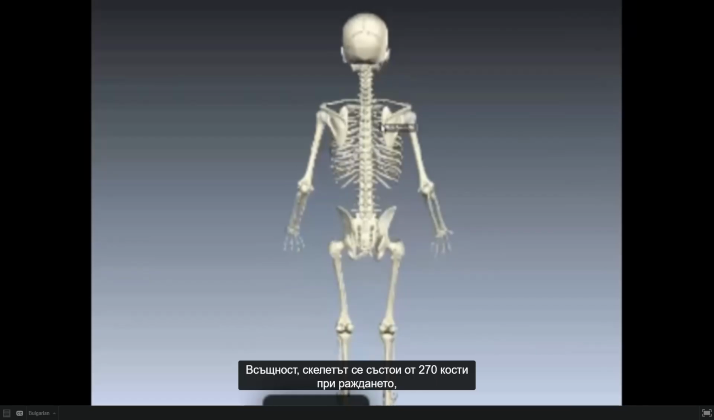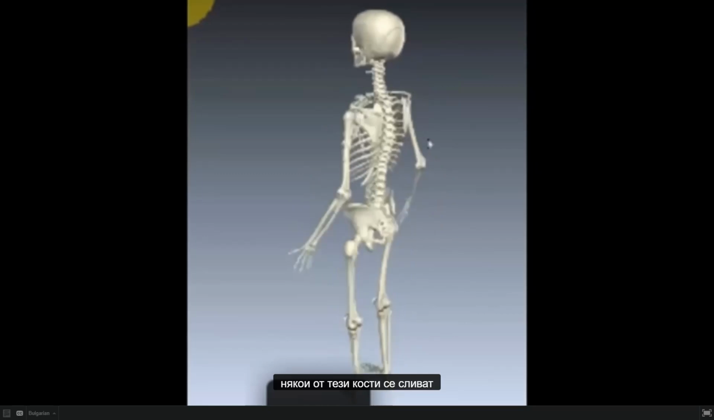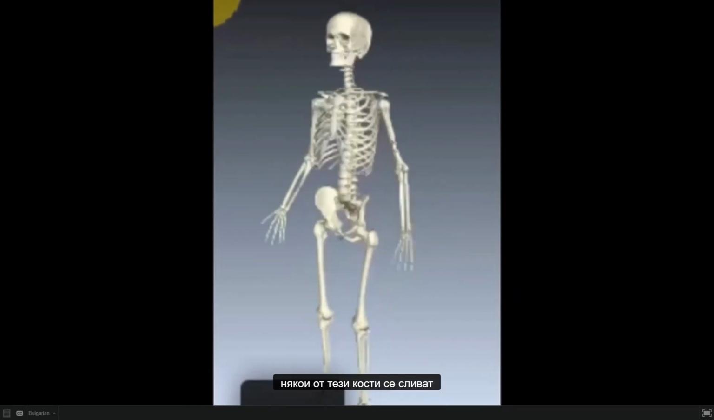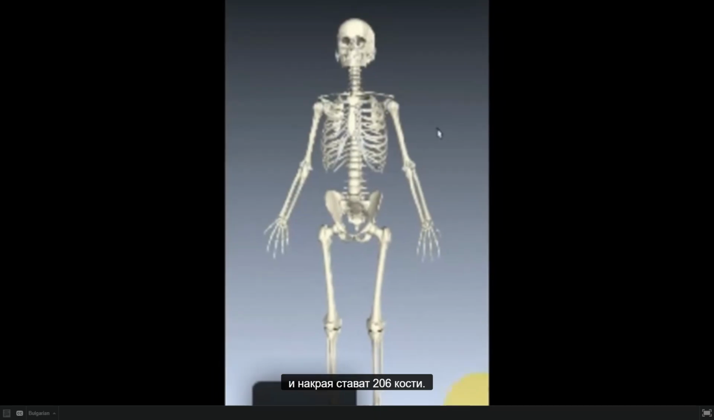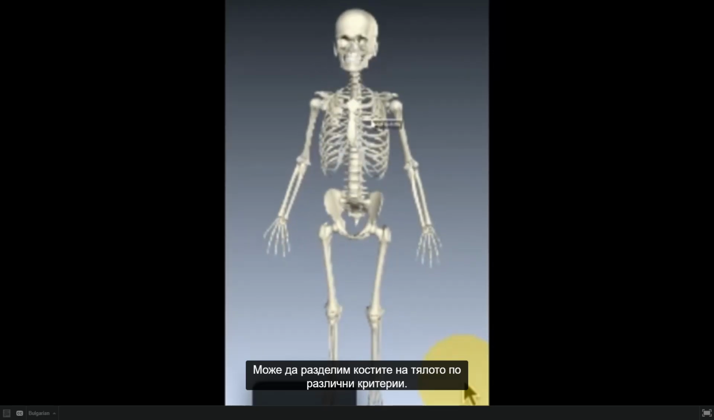Actually, your skeleton is made from 270 bones from your birth. And when you get to 30 years old, some of these bones stick together, and finally you have 206. You may separate the bones of the body by different criteria. So first, the human skeleton can be divided into the axial skeleton and the appendicular skeleton.